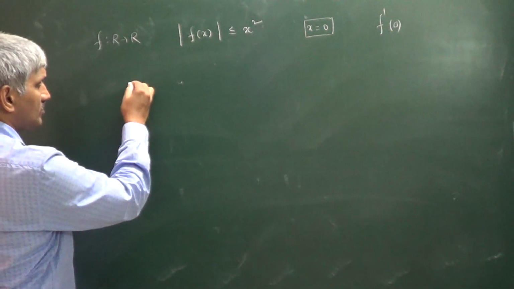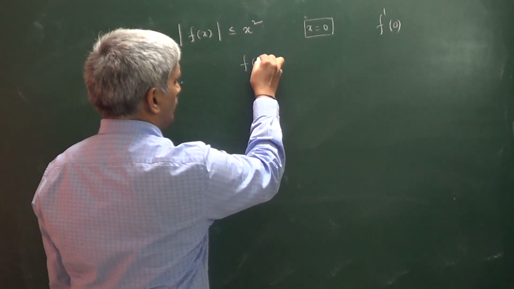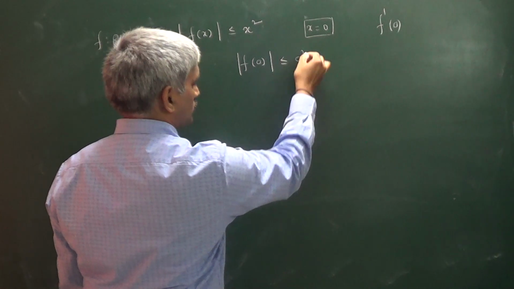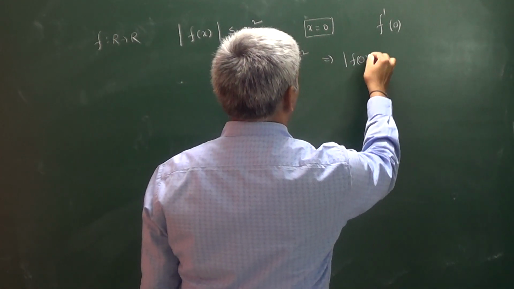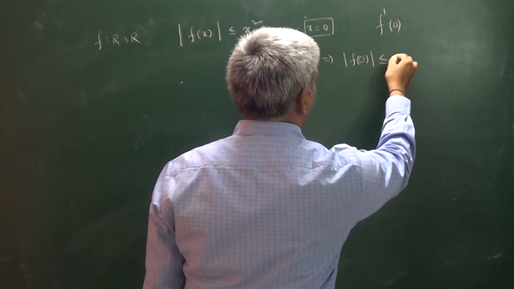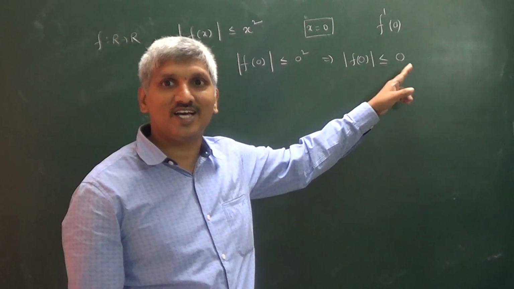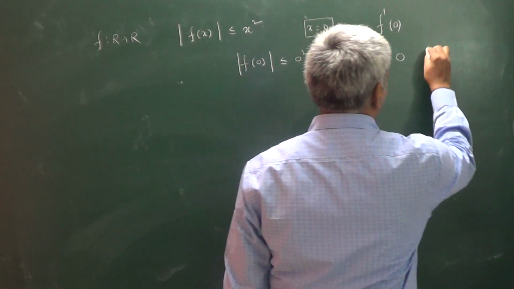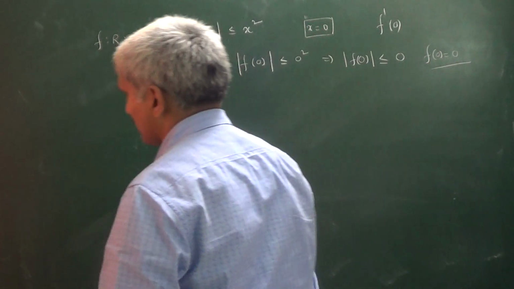One piece of information is saying that modulus of f(0) is less than or equal to 0 square. That means modulus of f(0) is less than or equal to 0. A modulus value less than 0 is not possible. That's why the only possibility is f(0) equal to 0. That is the one piece of information we got.